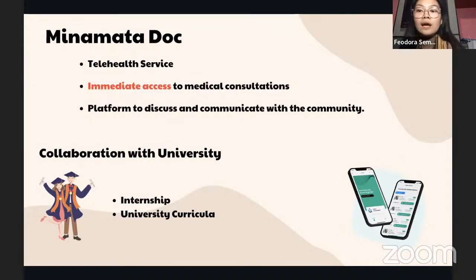Our goal is to integrate Minamata Doc into university curricula, offering medical students internship and academic credit. This also can reduce the consultation fee or even make it free of charge. I think that's all for Minamata Doc.